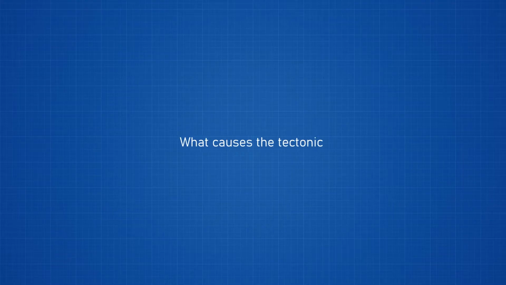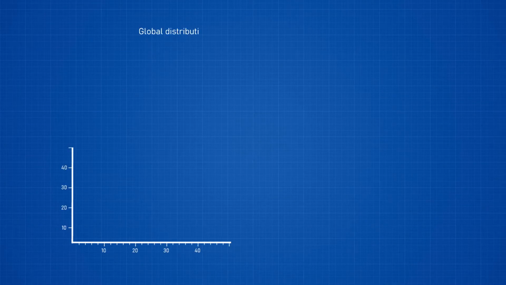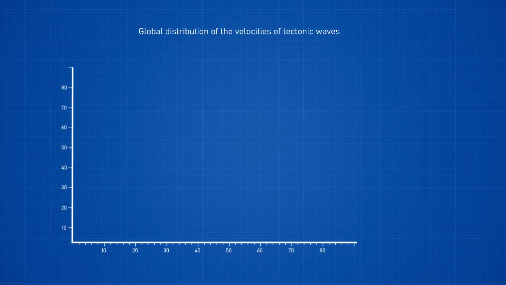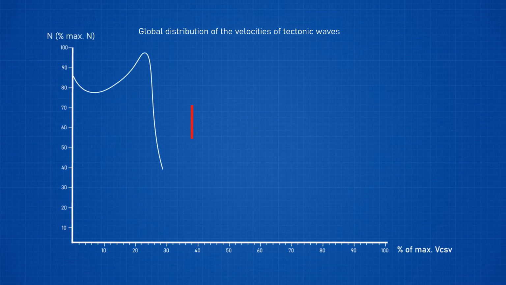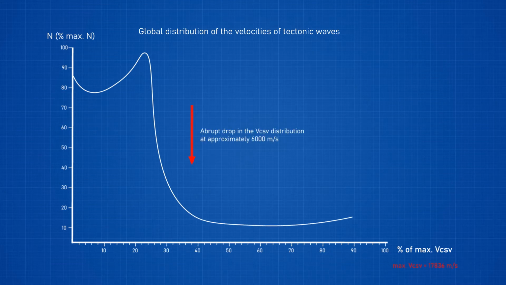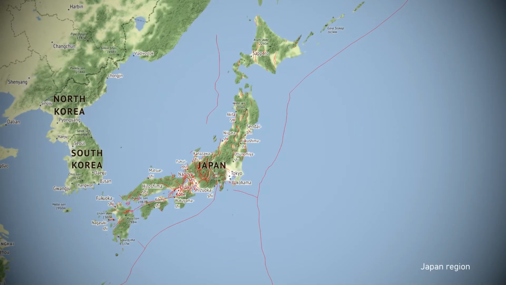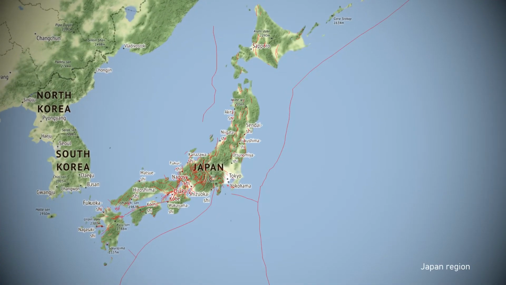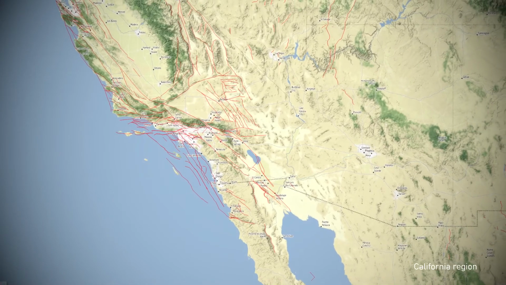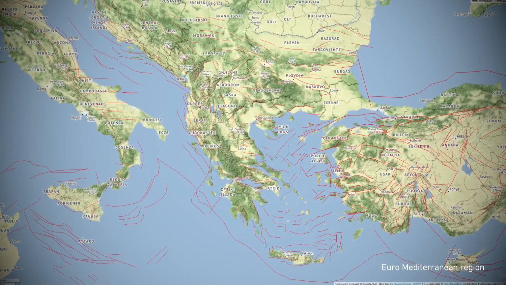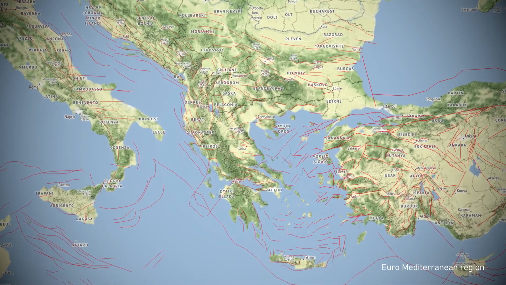What causes the tectonic waves? Statistical analysis of the earthquake distributions shows that tectonic waves travel with a wide range of velocities. Some are extremely slow, a few kilometers per day, but faster tectonic waves can have velocities up to 6 kilometers per second. Statistical analysis also shows that tectonic zones and tectonic plate boundaries are among the most important emitters of tectonic waves on Earth.